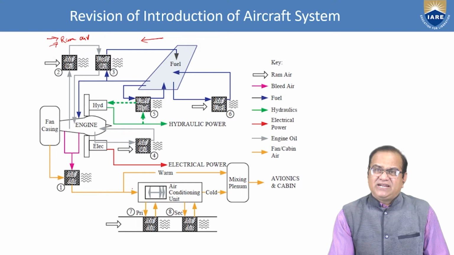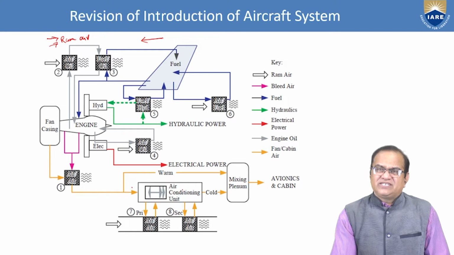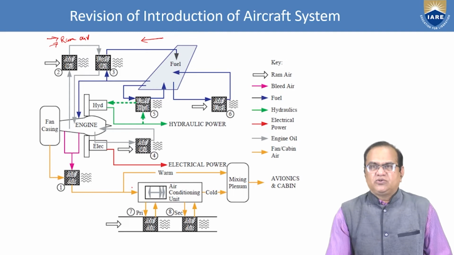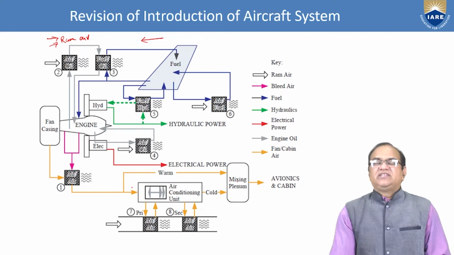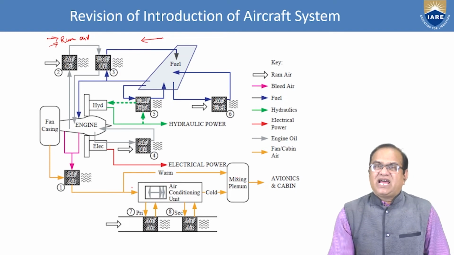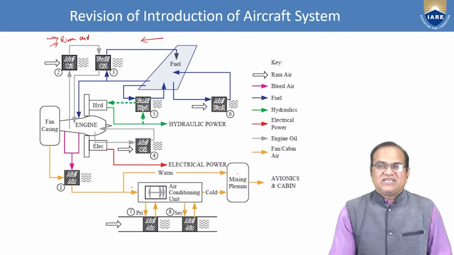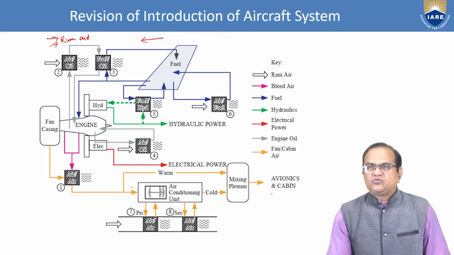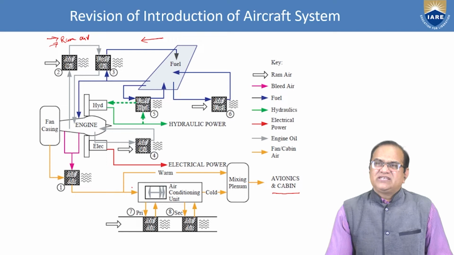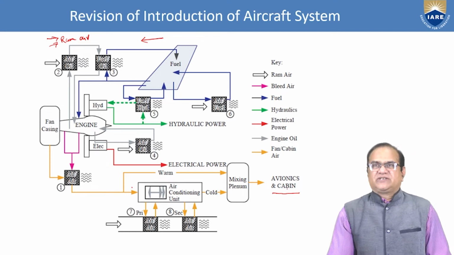So this high pressure and high temperature air reaches the air conditioning, where it will be reduced and become cold, and this cool air with the required pressure will go to the mixing plenum chamber, where hot air is coming in bypassing. Both are mixing. There is a regulator which will regulate the temperature and the pressure as per the requirement of the passengers or the avionics equipment. After the plenum, it goes to the avionics and the cabin where passengers are sitting, and where all the avionics equipment is fixed.